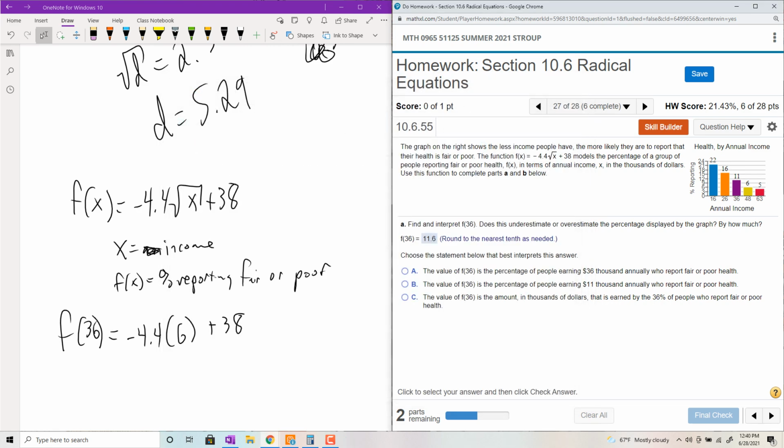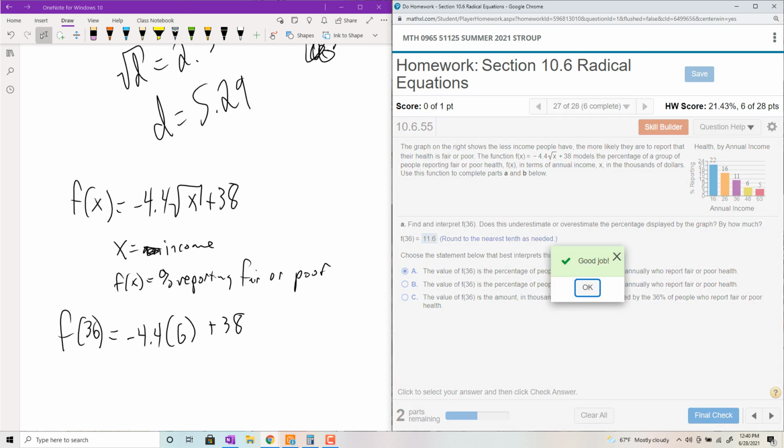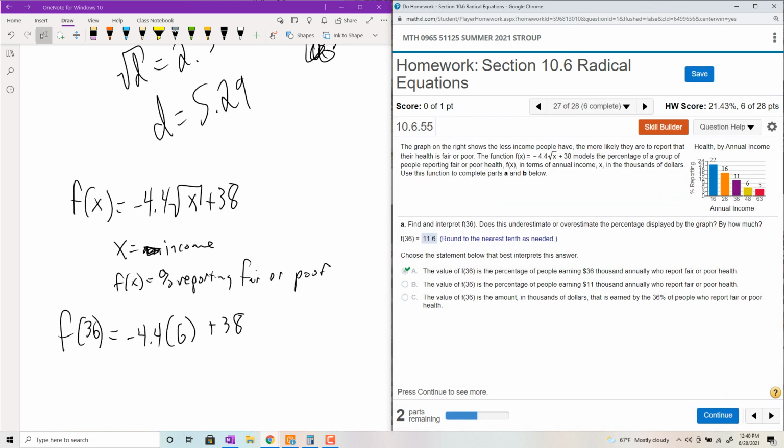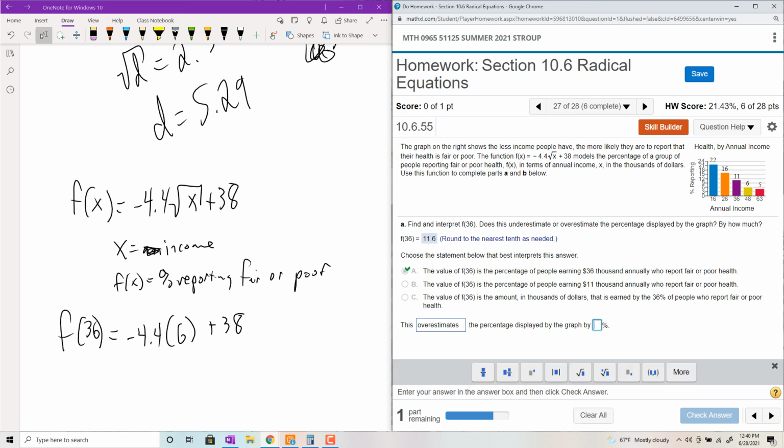Yeah, the value of f of 36 is the percentage of people earning 36 grand annually who report fair or poor health. Okay, so now we're comparing this to the graph. So 36 should give us 11, and so we're overestimating by 0.6 percentage points.